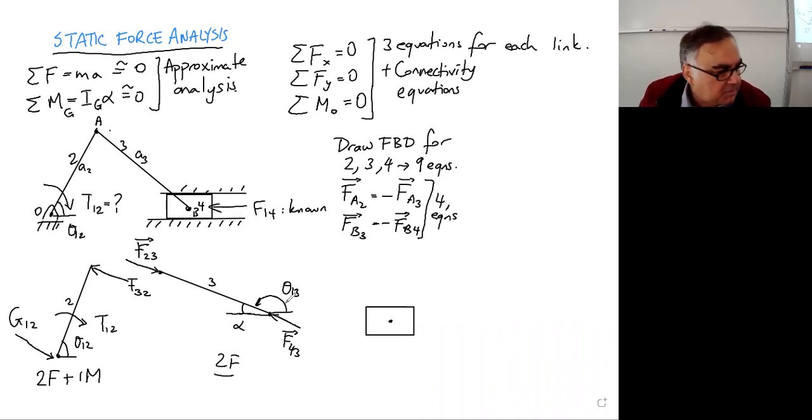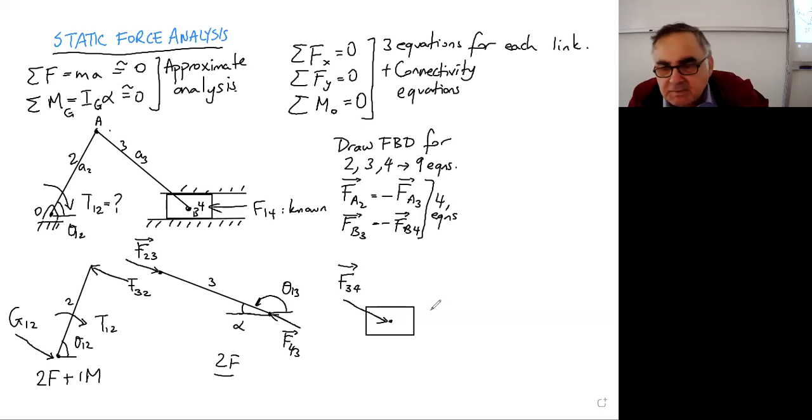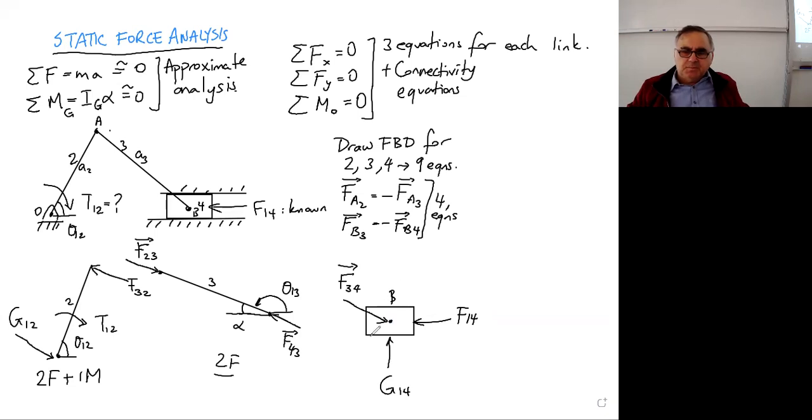Okay, how about this one? The third one, F43, acts the force on 3 because of 4. It has to be an equal and opposite force, F34, like this. That has to be, right? There is F14 force. And there is the G14 force. If G14, everything passes from point B, then this is a three-force member.